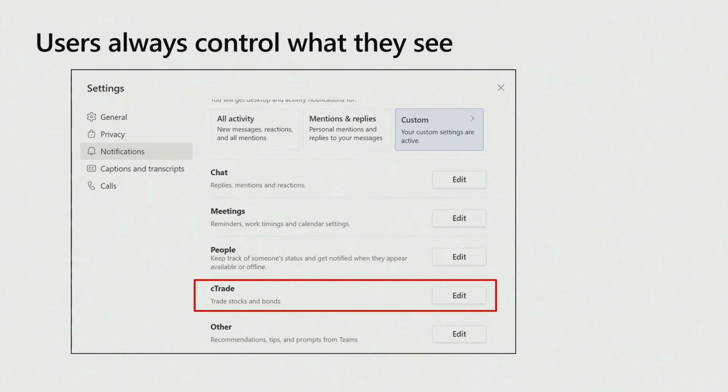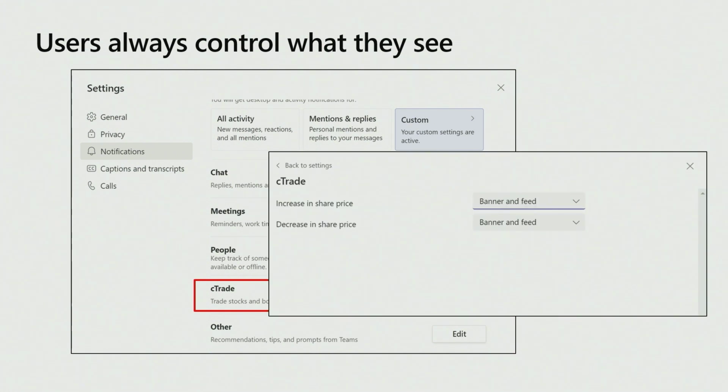If we go into the settings page, after you've run C-Trade, you'll see C-Trade in there, and you can edit the settings for C-Trade and what notifications you want to get. You can choose banner and feed, which is the experience we saw. First, there's a pop-up, and then it shows up in your feed. You can also choose feed only. There's no pop-up, but you still see it in your activity feed when you go to your activity feed. Or you can choose just not to hear about it at all. As a user, you're always in control.